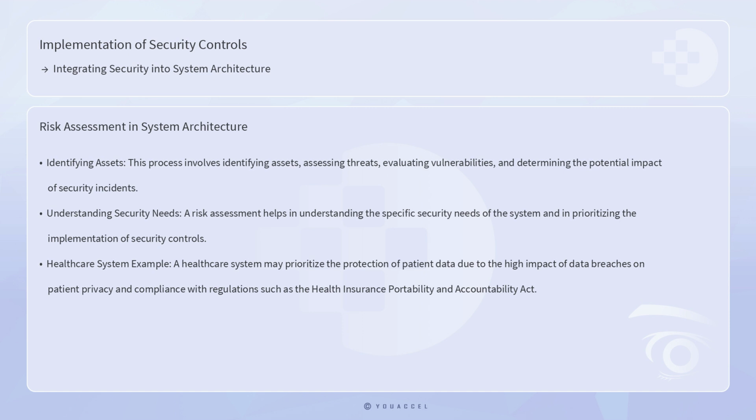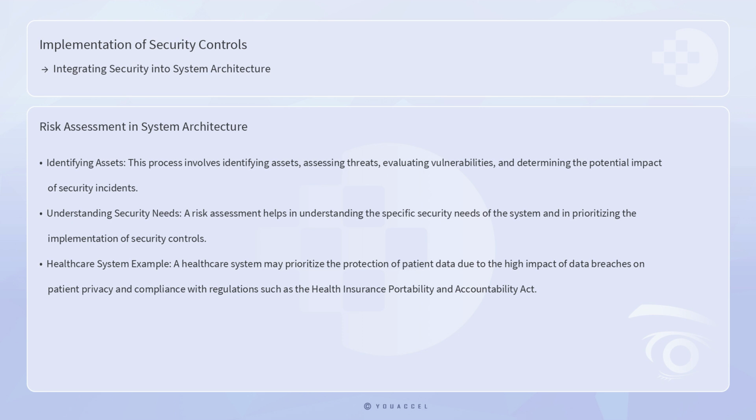Incorporating these principles into system architecture requires a thorough risk assessment to identify potential threats and vulnerabilities. A risk assessment helps in understanding the specific security needs of the system and in prioritizing the implementation of security controls. This process involves identifying assets, assessing threats, evaluating vulnerabilities, and determining the potential impact of security incidents.